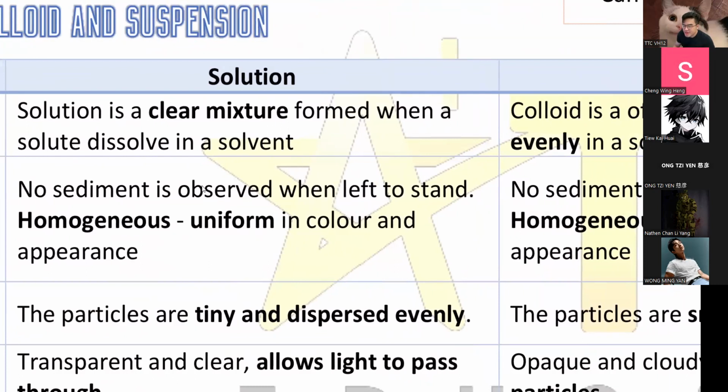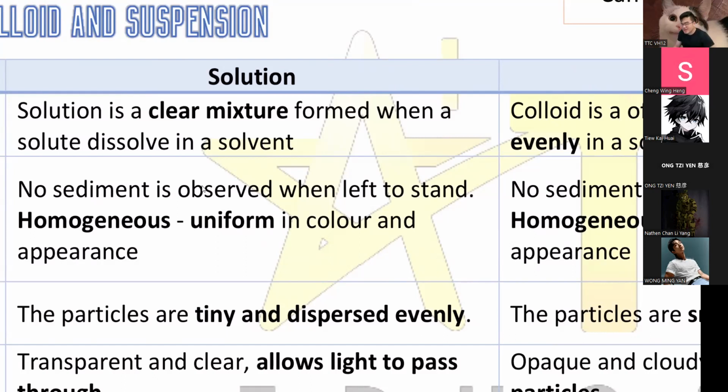Put it this way. If you let sand water sit there for 3 hours, the sand will just go all the way to the bottom. Up will be clear, bottom will be sandy. But salt water solution, no need to shake. You stir salt water, you get salt water. You put it there for 3 days, even after 3 days, it's still similarly salty everywhere. The whole cup still tastes similarly salty. That's the thing about solution.